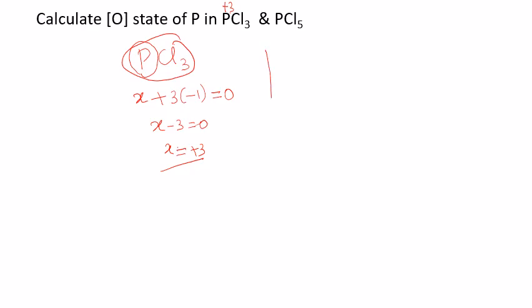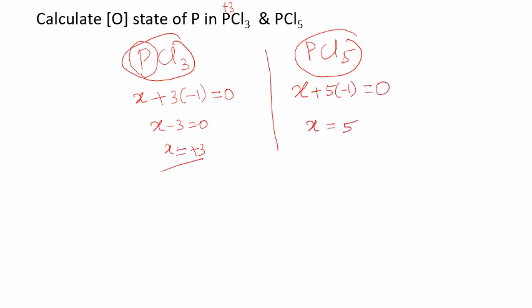In the same way we can do it for PCl5 also. We want to find the oxidation state of phosphorus, so retain it as X. And we know for halides the oxidation number is -1. So we have 5 chlorides. So it is plus 5 into -1, and the overall charge is 0 because the molecule is neutral. So you will get the X value as 5. So in PCl5 the oxidation state of phosphorus is +5.